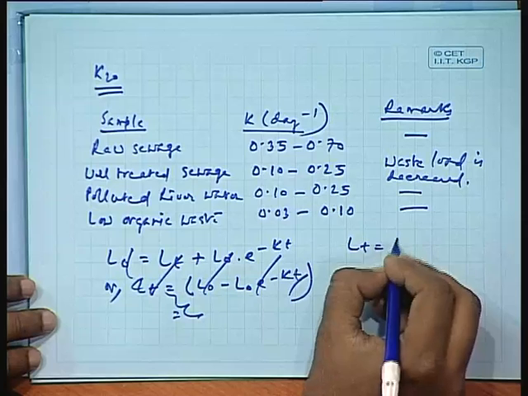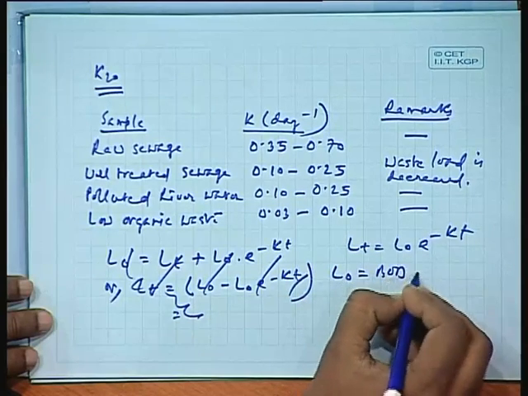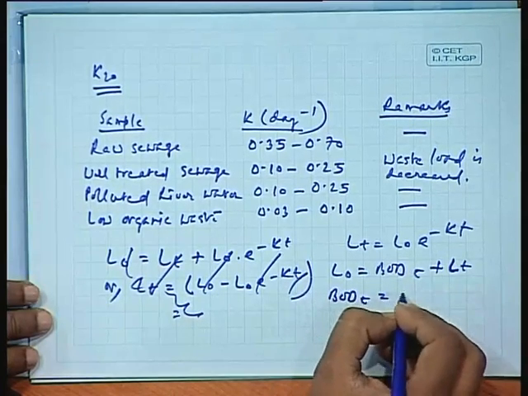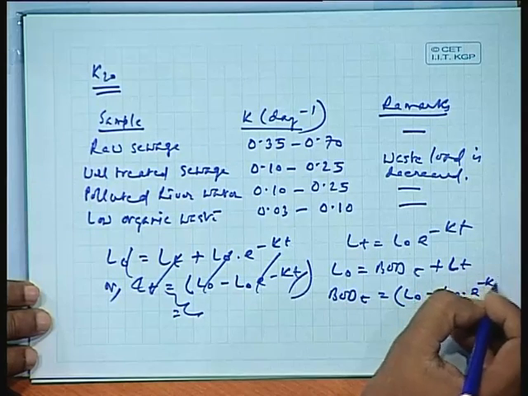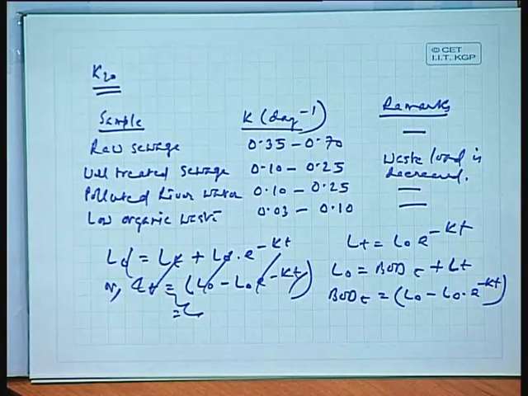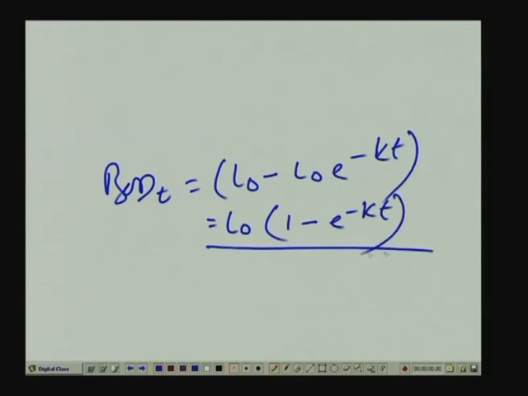We have found out that LT is equal to L0 e to the power minus kt. This LT plus BOD t would be L0, so BOD t is L0 minus L0 into e to the power minus kt, that we have already known. Taking L0 as common, BOD remaining at time t would be essentially the ultimate carbonaceous oxygen demand multiplied by 1 minus e to the power minus kt.